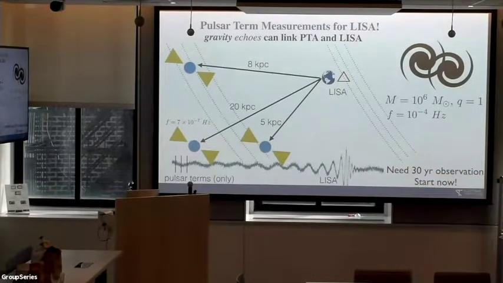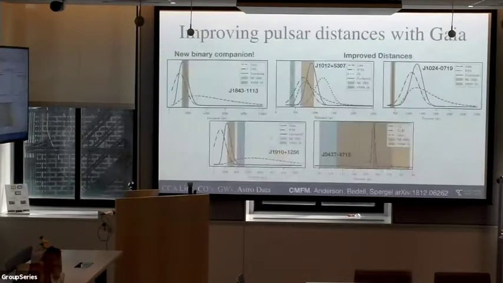with LISA. Now, if you want to do this, you have to think on long timescales. LISA will fly in around 2034, and in order to do this kind of phase matching, you need 30 years of good quality pulsar observations. And so that's one of the things with pulsar timing arrays: you have to start thinking about the future right now so that you don't end up 10 years from now wishing that you'd done something in the past.